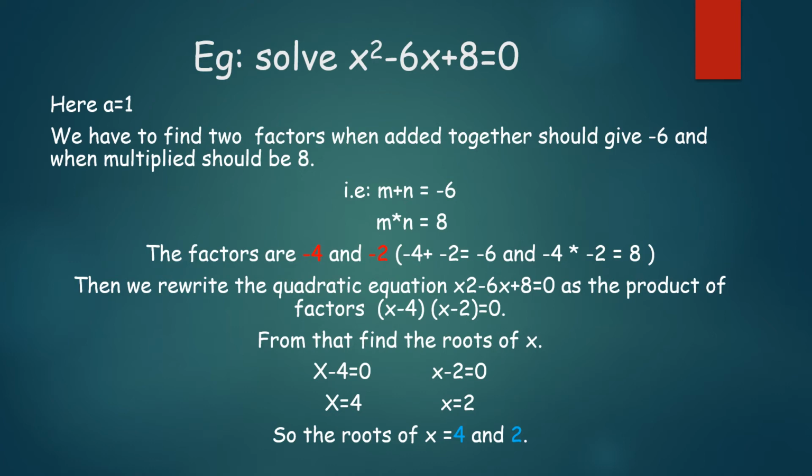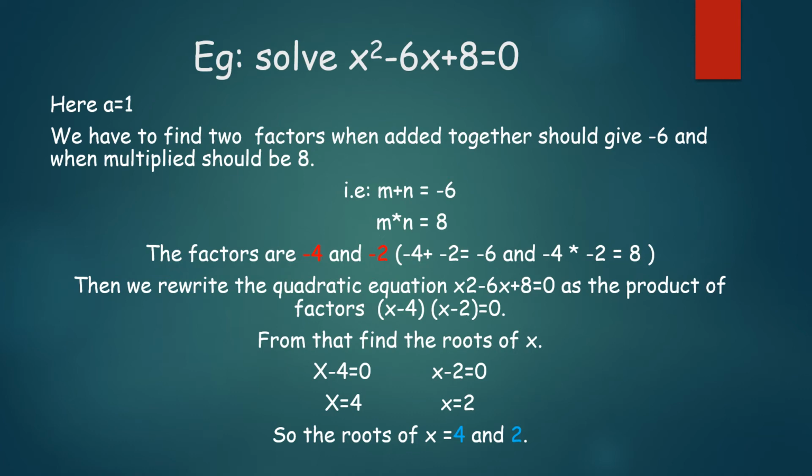The factors are negative 4 and negative 2. If we take negative 4 and negative 2, added up they give the sum as negative 6, and when multiplied they give the product as 8. So the two factors are identified as negative 4 and negative 2.